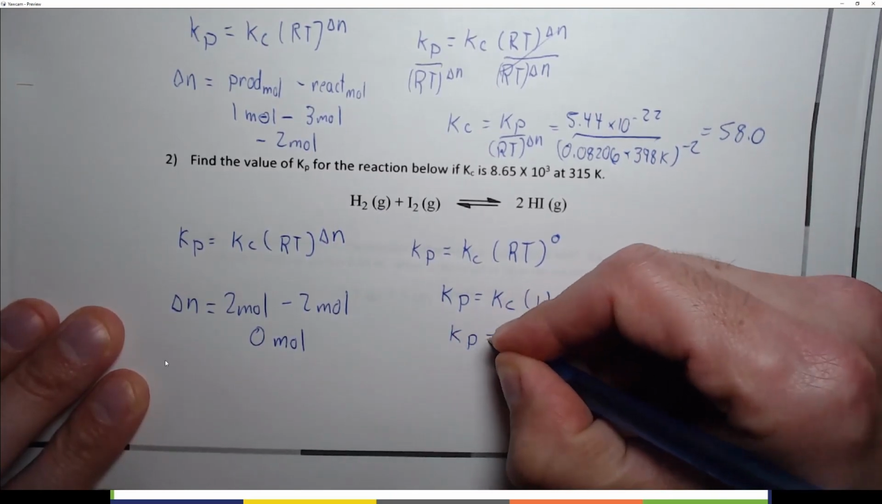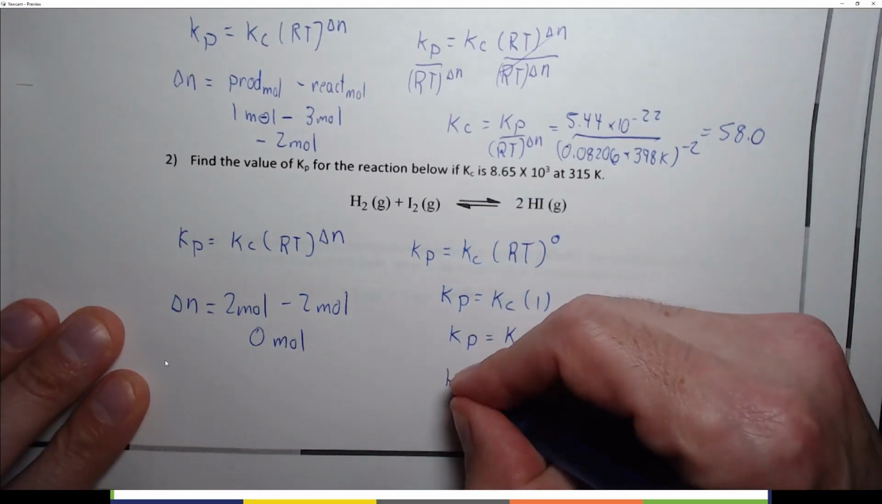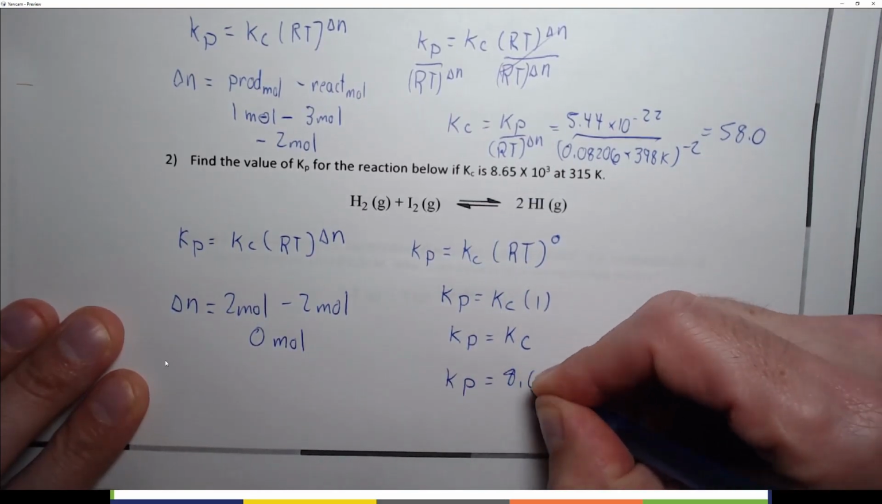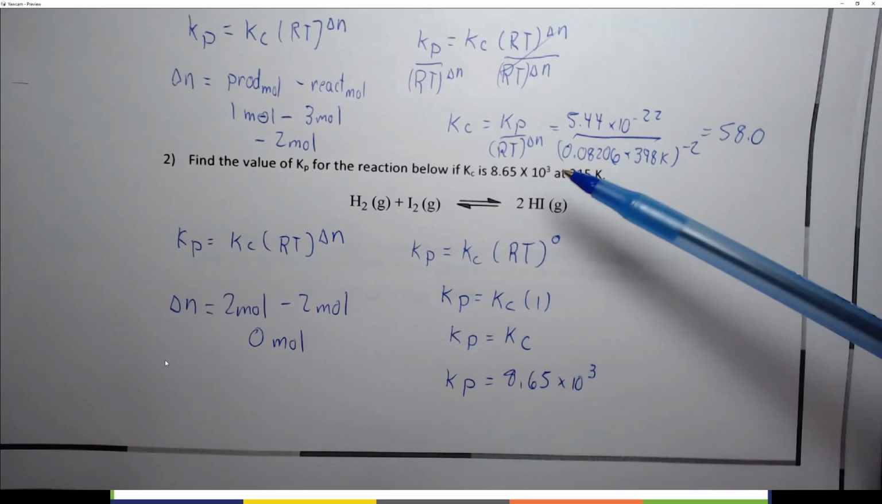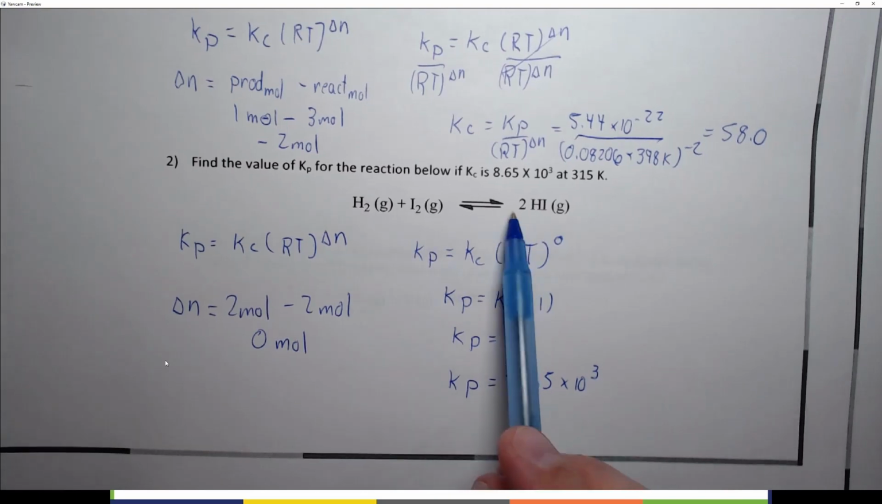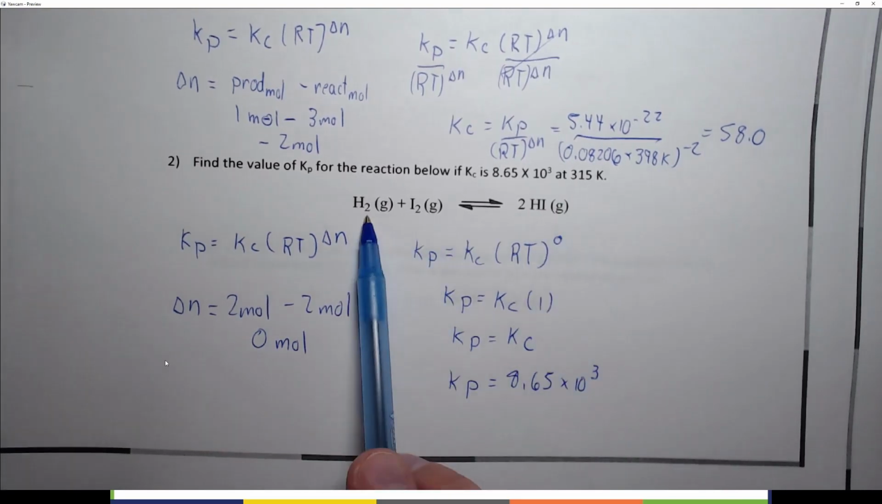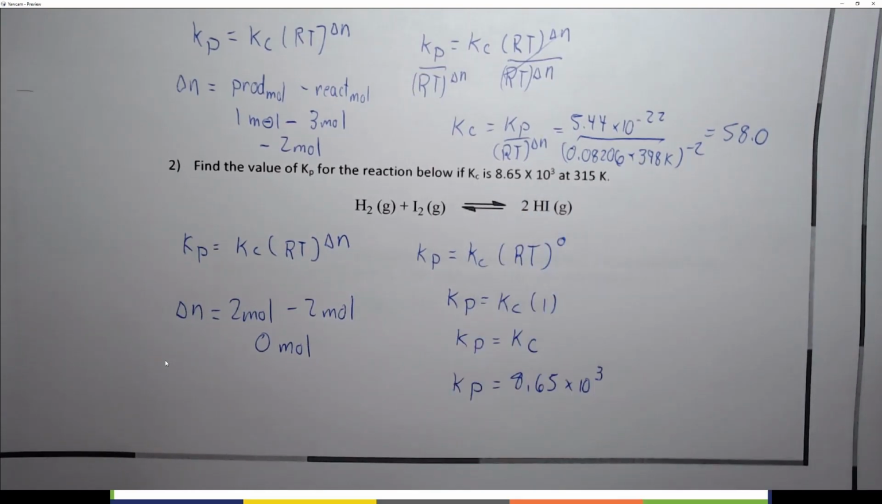Or Kp equals Kc. So since Kc is 8.65 times 10 to the 3, Kp is also 8.65 times 10 to the 3. When the moles of gas don't change from products to reactants, Kp and Kc are equal to each other. Do you need to do all this math to figure this out? No. Once you realize the moles don't change, there's 2 moles on this side and 2 moles on this side, you can basically just know that this is the value of Kp and Kc. All right, switching back over to the lecture notes here.